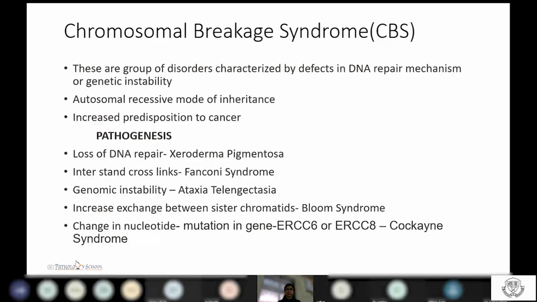If there is a loss of DNA repair, which is seen in Xeroderma pigmentosa, there is a high risk of skin cancer. Next is your interstrand crosslink, which is seen in Fanconi syndrome, which causes AML and your other bone marrow failure disorders. Then is your genomic instability, which is seen in ataxia telangiectasia, in which you can also see skin disorders, solid tumors and leukemias. Then is your increased exchange between sister chromatids, which is seen in Bloom syndrome. Change in nucleotide, which is your mutation in the gene ERCC6 or ERCC8, is seen in Cockayne syndrome.